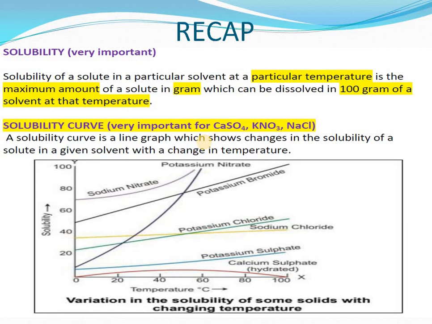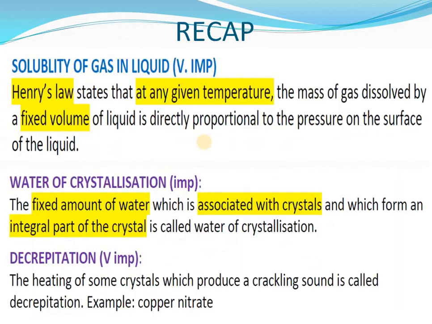And the curves we have discussed, with a few examples, where some salts show an increase in solubility with temperature, like sodium nitrate, potassium bromide, potassium nitrate. For sodium chloride there is a little increase, potassium chloride also a little increase, and potassium sulfate also a little increase, but calcium sulfate first increases and then decreases. In regard to Henry's law, we know that the more the pressure, the more the solubility of the gas at a fixed temperature, and volume is fixed here.